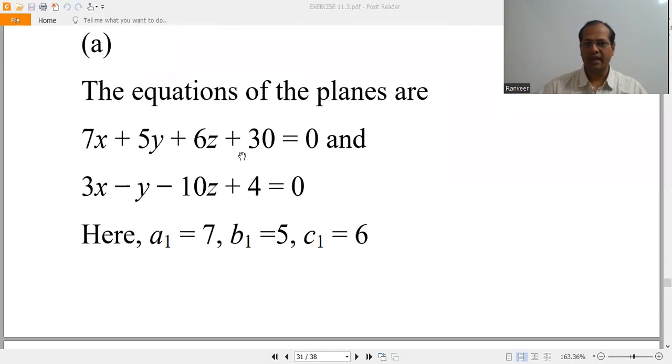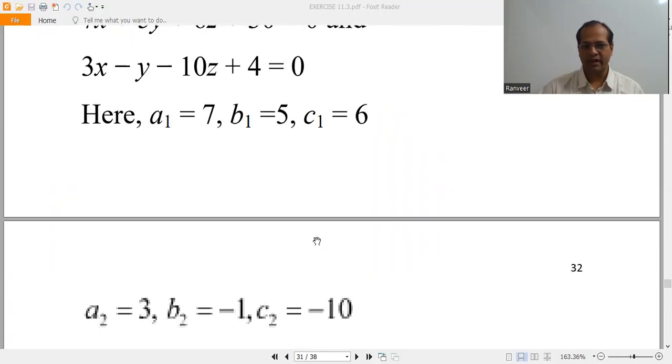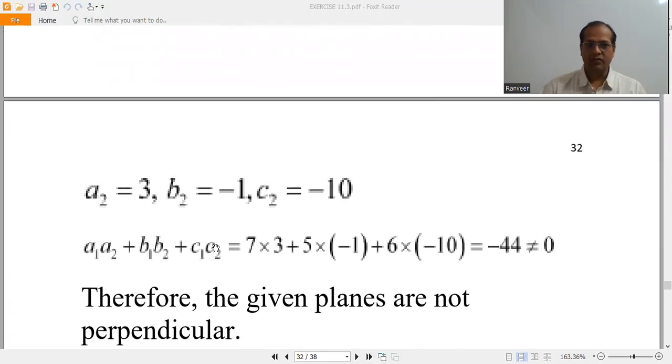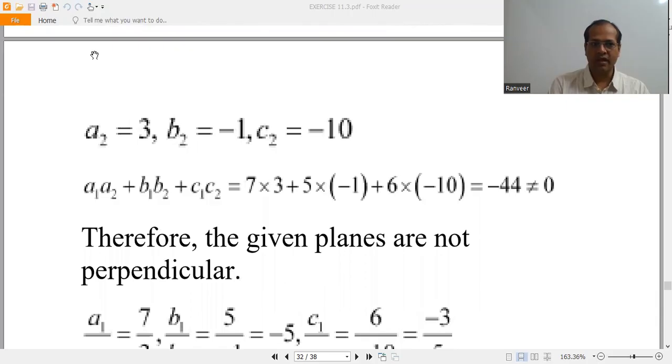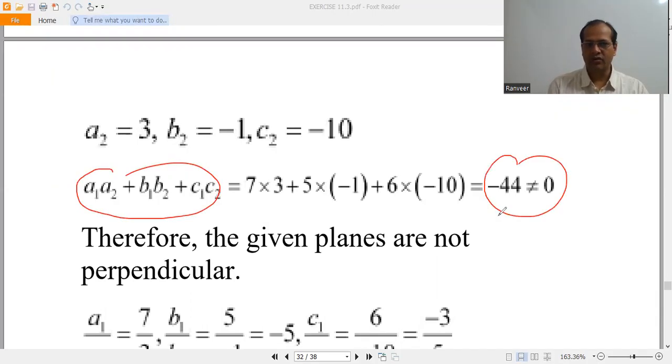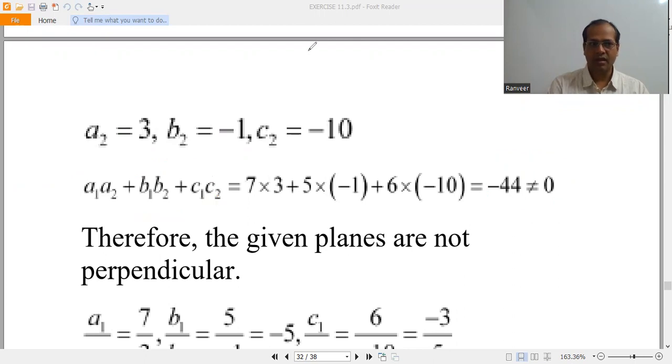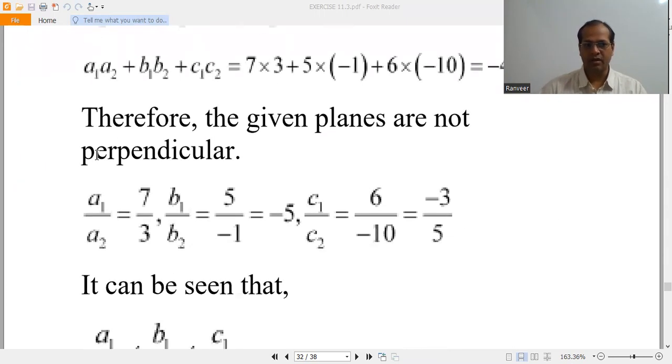Now, this is the equation of the plane, where we have the A1, B1 and C1 and A2, B2 and C2 values. So first of all, our task is to find out A1, A2, B1, B2 and C1, C2. This is not equal to 0. Therefore, the given planes are not perpendicular.